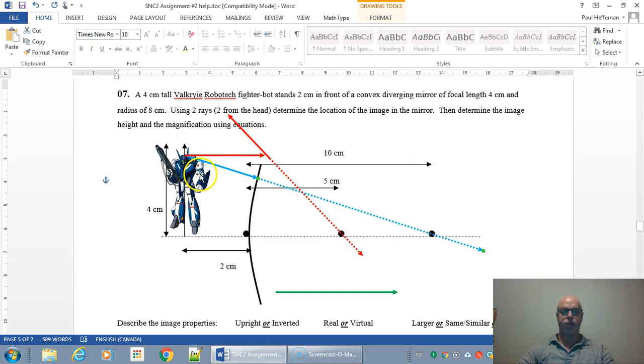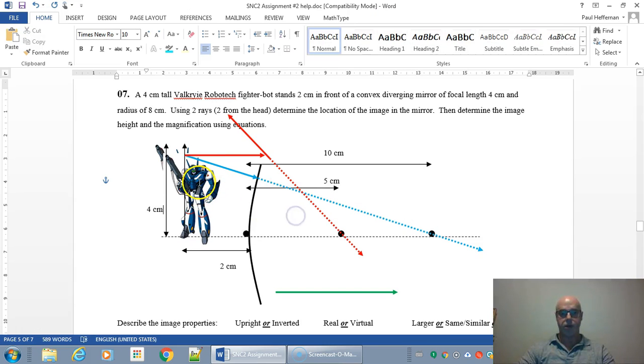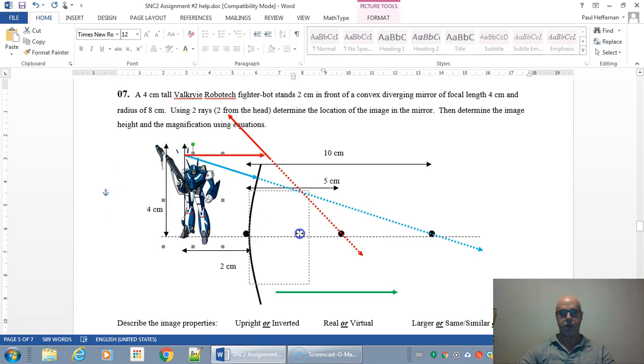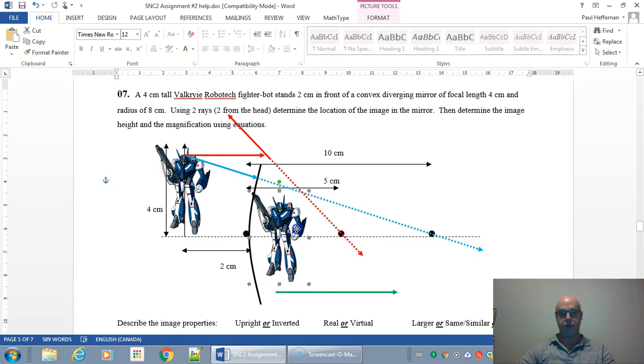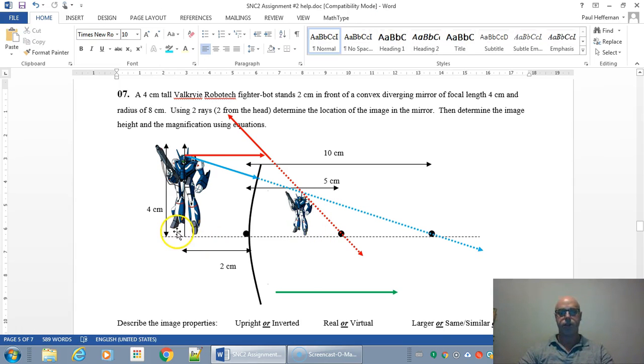Okay, so now we can see where the image is going to be. I got my object there. The image is going to be right here. So it's just going to be a lot smaller than normal. That big right there. Okay, that's where our image is going to be located.